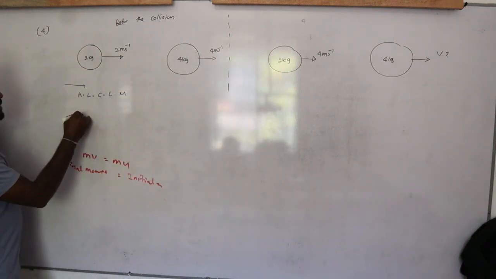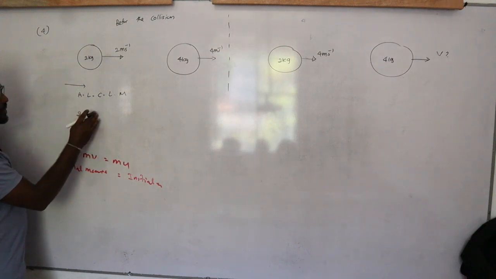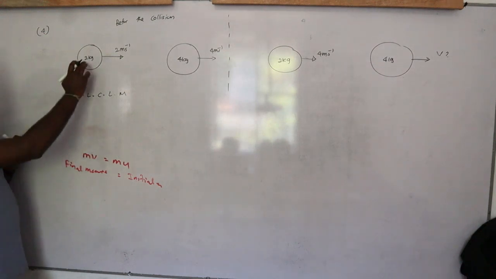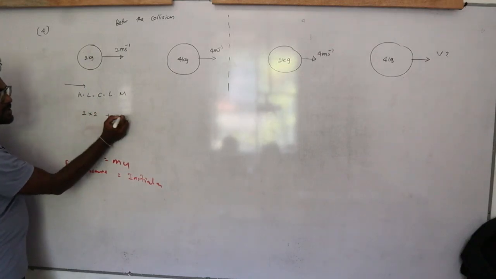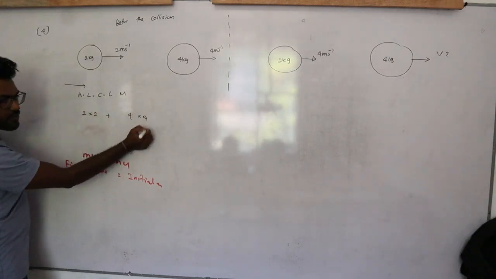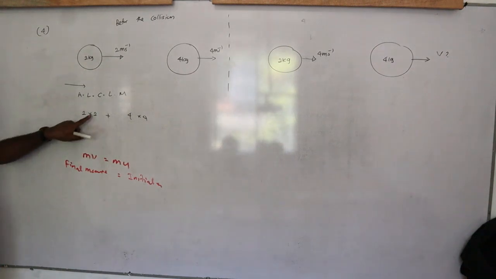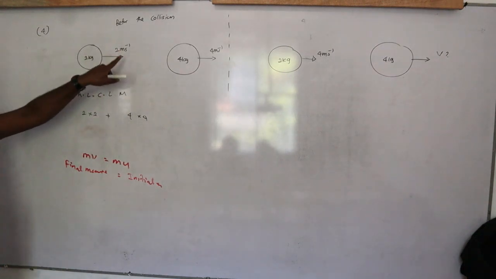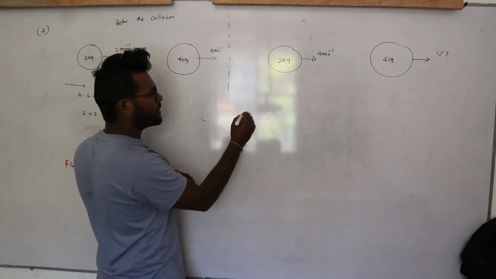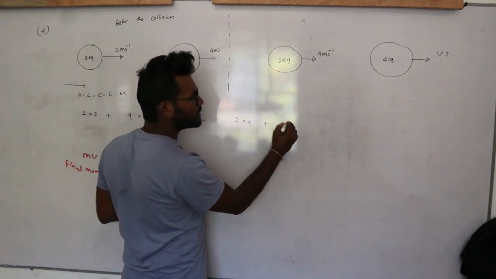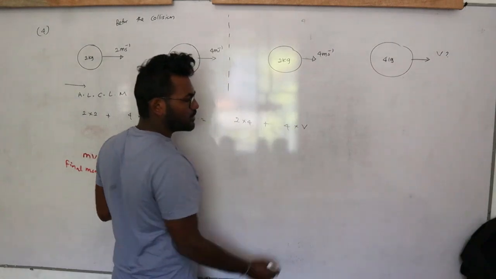Right. So it will be 2 into, how do you write the initial momentum? Mass into velocity. That's it. So 2 into 2 plus 4 into 4. 2 is the mass, and this 2 is the velocity, and this is the mass again. This is the velocity. That should be equal to what? Again, 2 into 4 plus 4 into v.